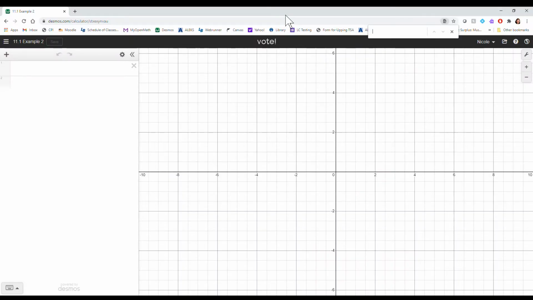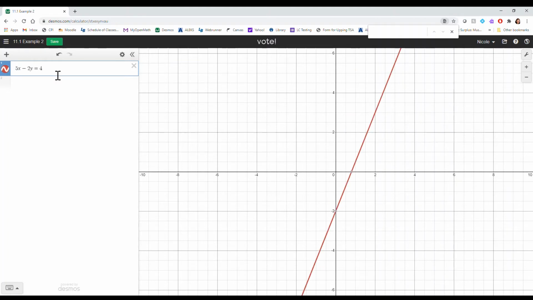All right, we're going to do example 2 using Desmos. If you want to try and graph it by hand, that's great. If not, you can use Desmos to help you. Sometimes it's great to use technology. So let's graph our first line. Our first line is 5x minus 2y equals 4.